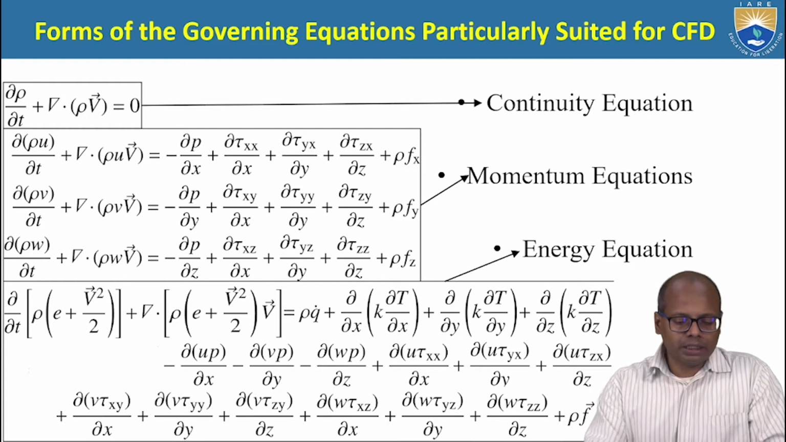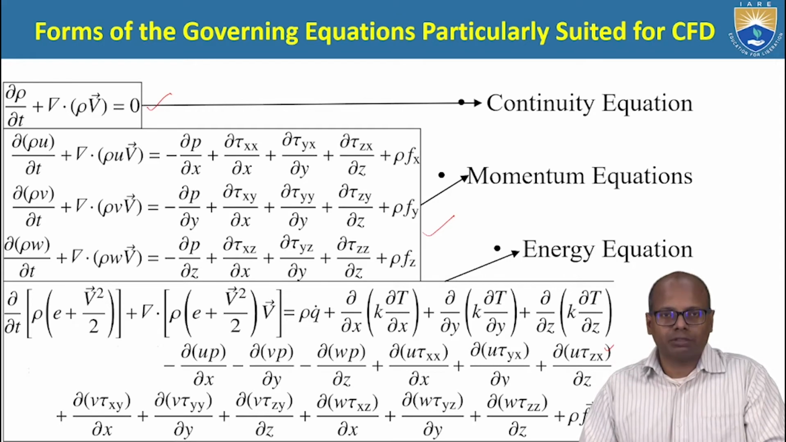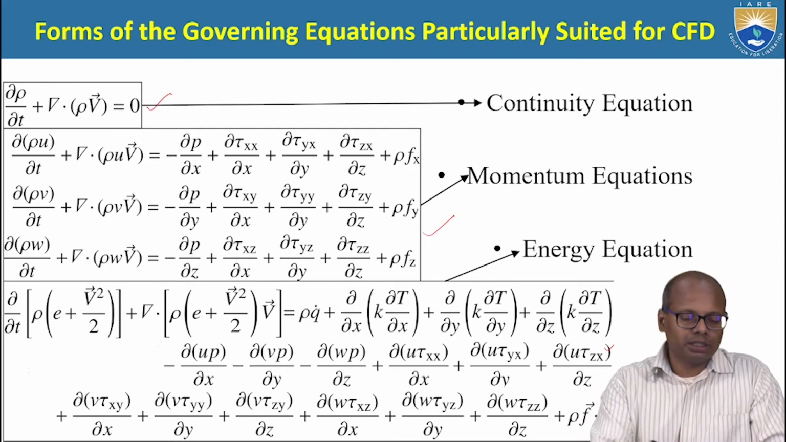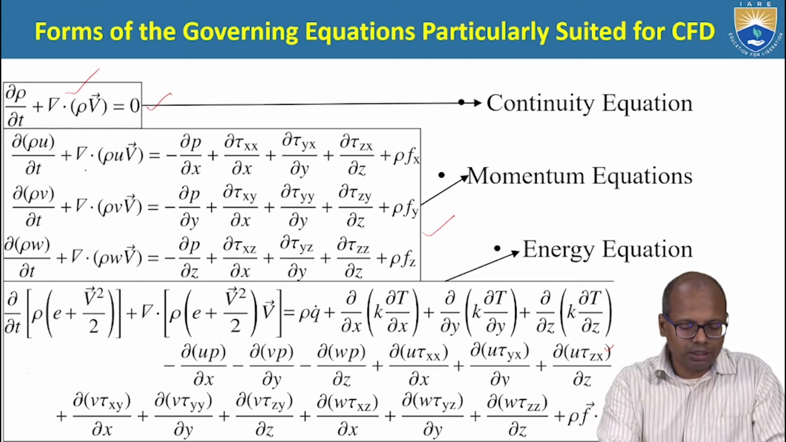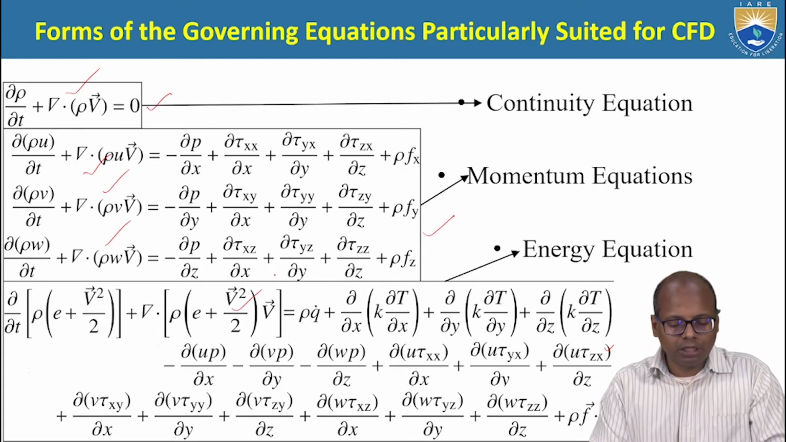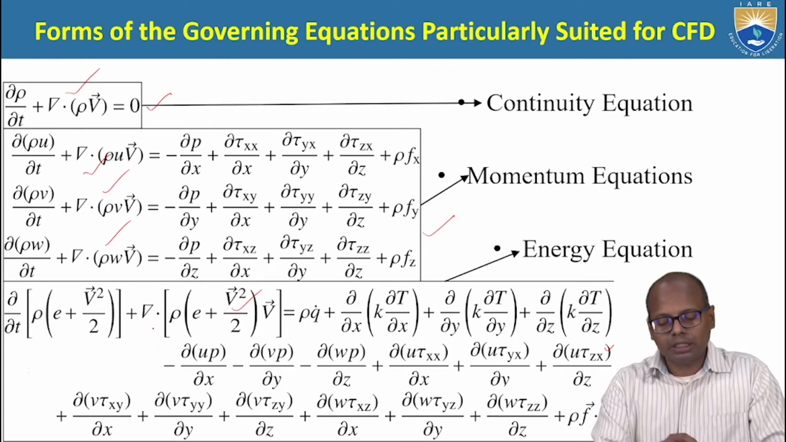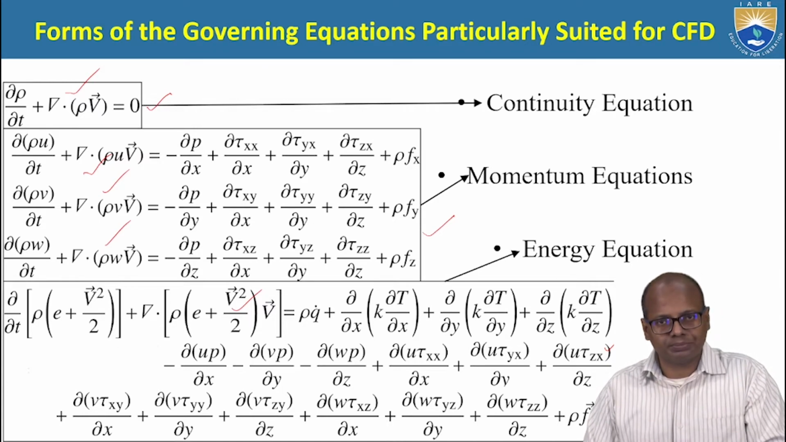Now if you recollect, this is the continuity equation, these are the momentum equations, and this is the energy equation. Here this is the divergence term I was talking about. You can see the divergence term is there in all the five equations. So because of this divergence term, these equations are classified as conservation form.